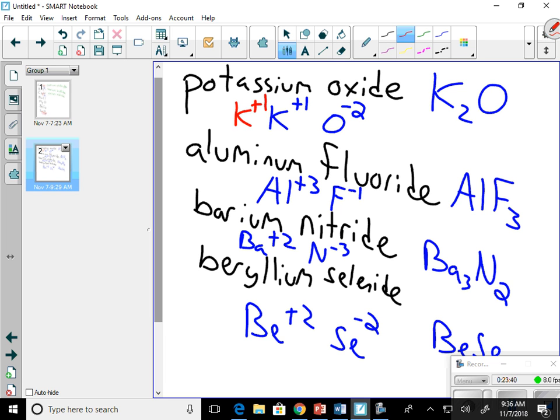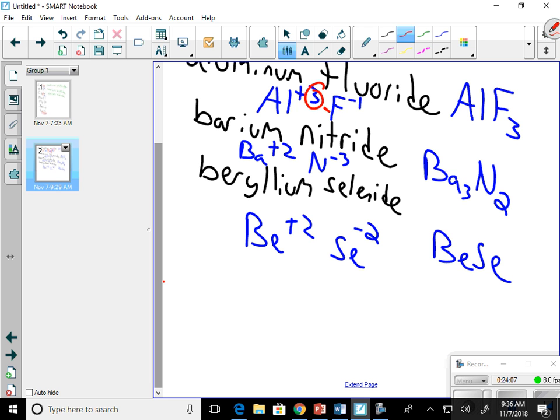You take the charge of the metal, ignoring the positive part, just the number part, and you make it the subscript for the nonmetal. You take the charge of the nonmetal, ignoring the minus part, and you make it the subscript for the other part. It's called cross and drop. If you take that charge and make it the subscript for the other part, that 2 now is behind the K. Look at the second problem if we did that. Al F 3. You don't actually have to write down the 1 because it's assumed to be 1 because you wrote down the element.